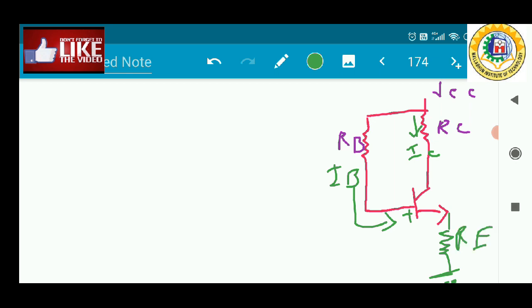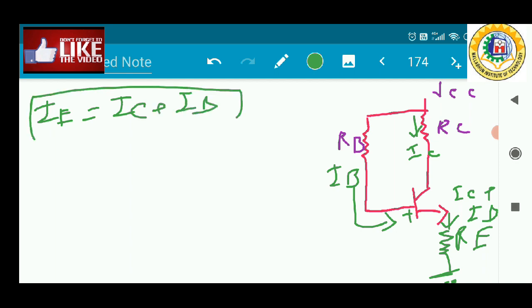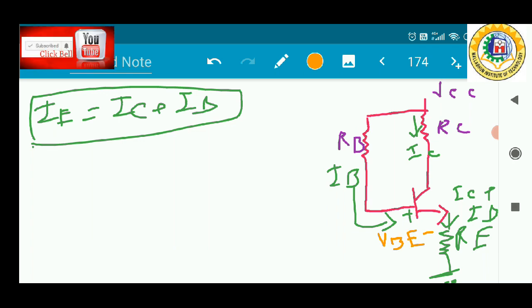Also, the current flowing through the emitter is IC plus IB. Because from basic transistor action, all of you know that the emitter current is nothing but the collector current plus base current. So whatever current is flowing through the emitter is IC plus IB. And here also there is a drop, and that drop is VB. So this is all about the circuit.